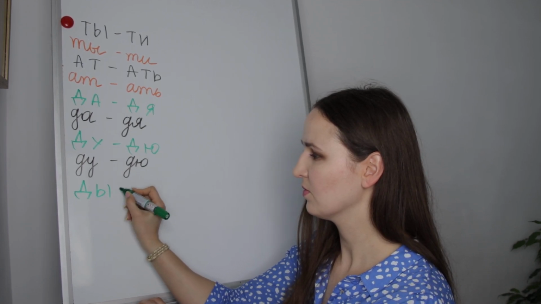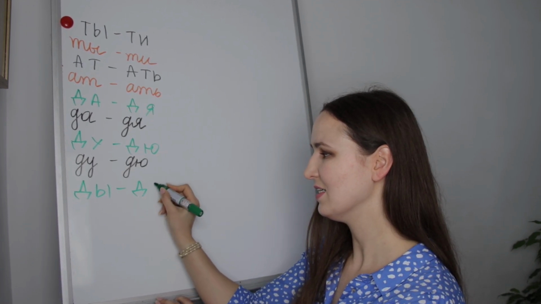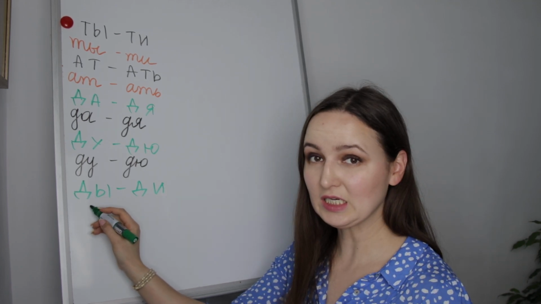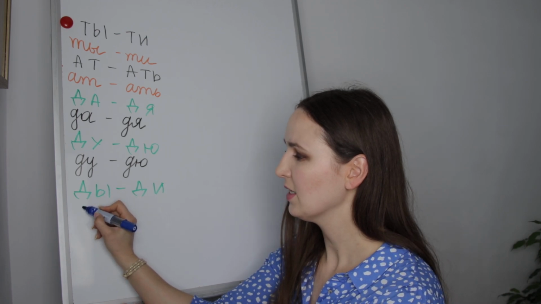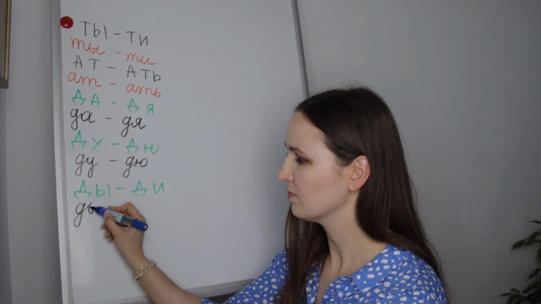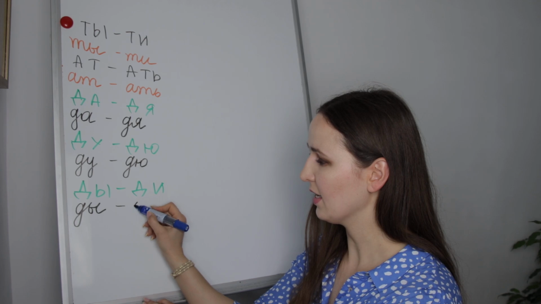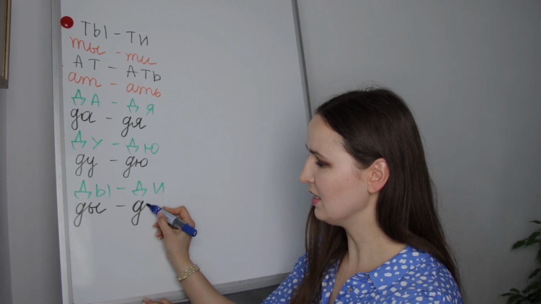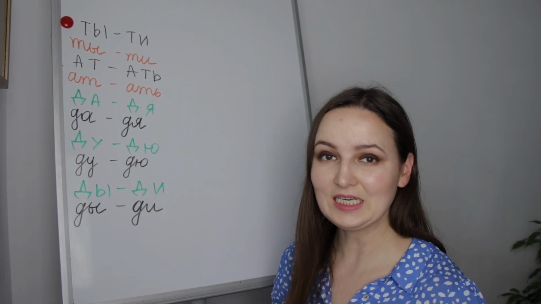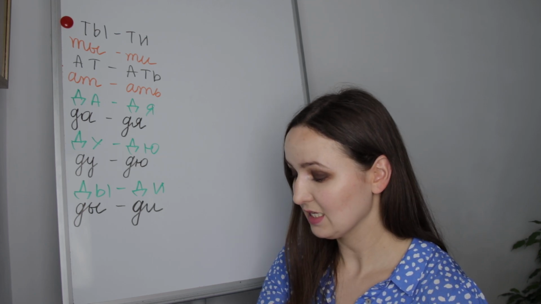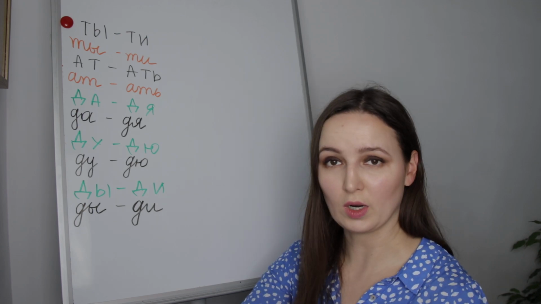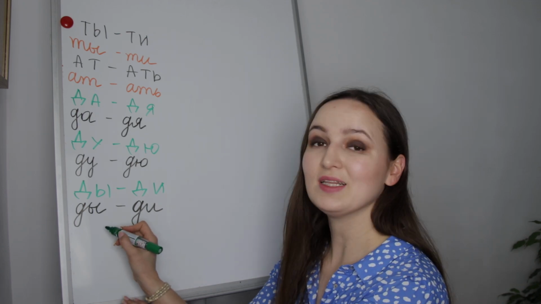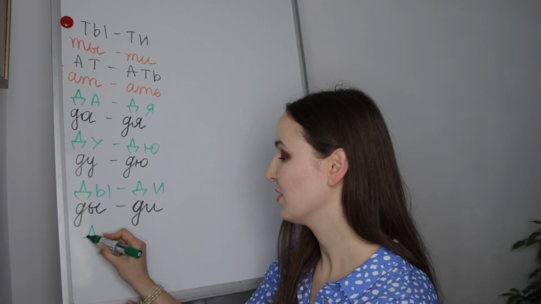Ды, ди. Cursive. Ды, ды, and ди. Ды, ди. And let's write a word. For example, день, a day.